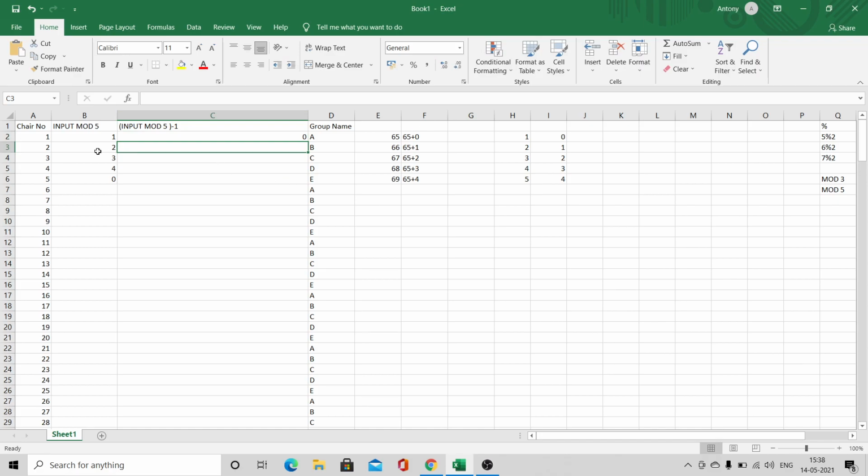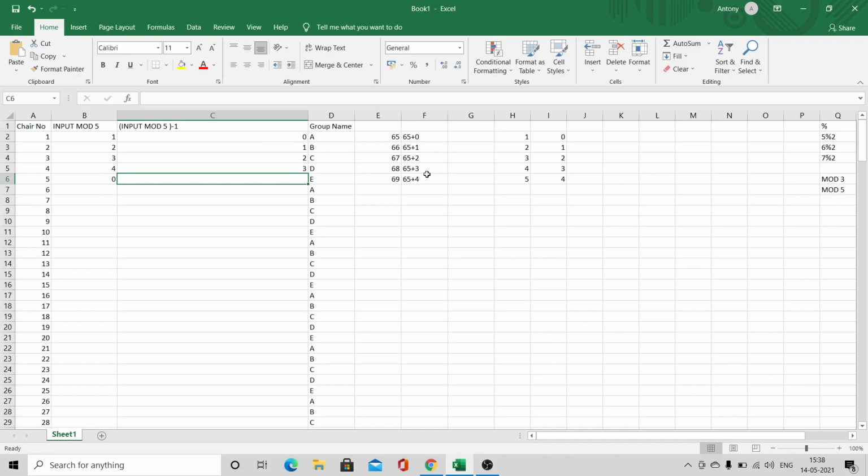Okay, next is 2 minus 1. 2 minus 1 is 1, right? Next is 3 minus 1. 3 minus 1 is 2. Yeah, correct, right? The same order, 0, 1, 2. Now next is 4. So 4 minus 1 is 3. That is also correct. 0, 1, 2, 3.